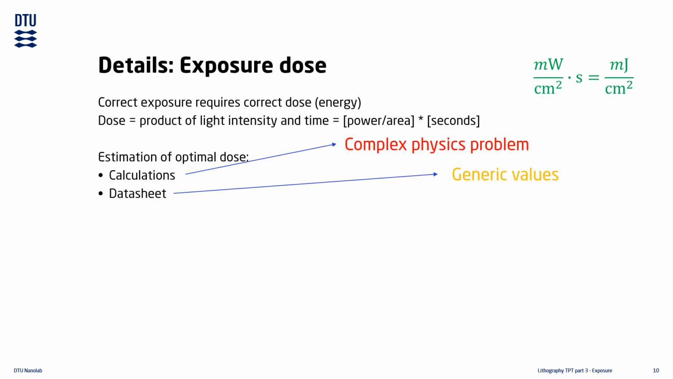The best estimate you can get is by looking at other processes run on the specific tool you want to use. If you can find processes that use the same substrates, resist and resist thickness, then you have a pretty good estimate of what your dose should be.